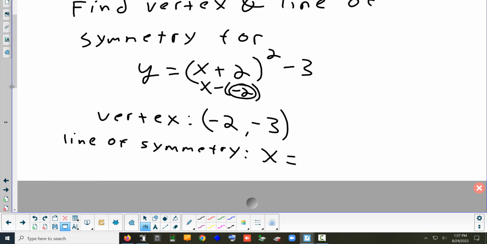In this case, where's my line of symmetry? x equals, think about your left and right movement. Don't worry about up and down. That doesn't matter. It's x equals -2. The line of symmetry always has to go right through the vertex. So you need the vertical line through the point -2, 3, just like what we did in the last section. We found the vertical and the horizontal.